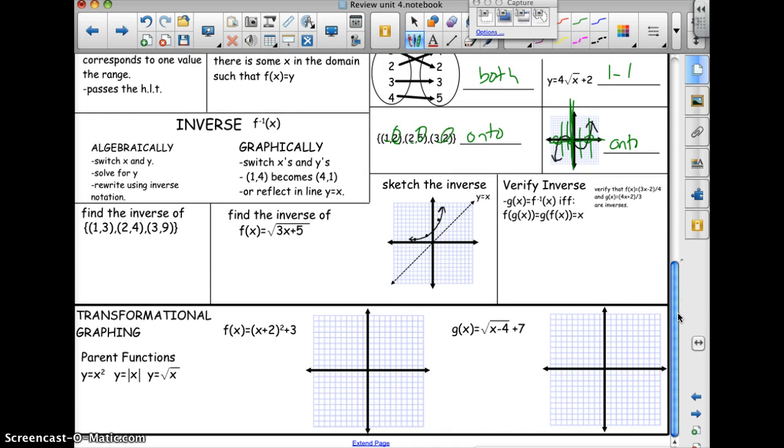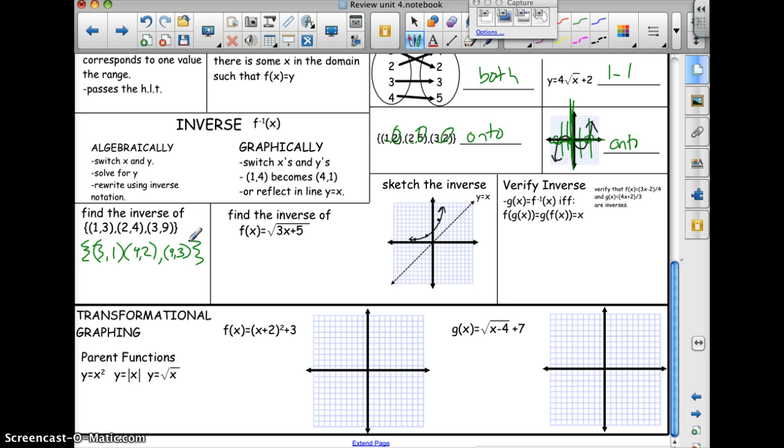Okay. Inverse, algebraically: you switch your x and y, you solve for y, you rewrite using the inverse notation. All right, and this one is really simple. When you have a set of ordered pairs, all you do is switch your x's and y's. 3, 1, 4, 2, right, and 9, 3.